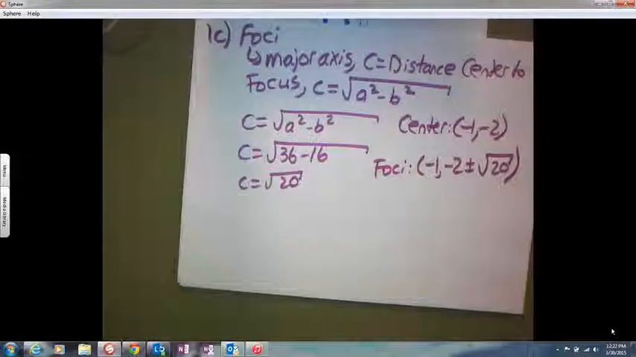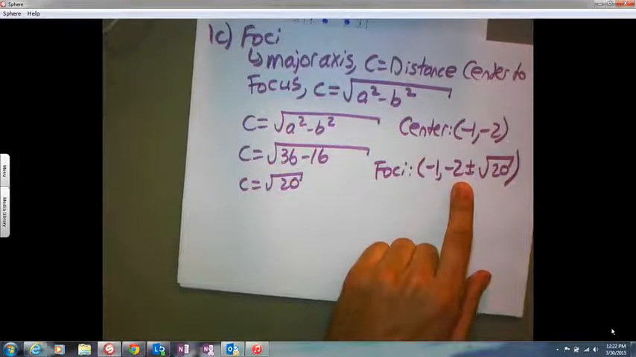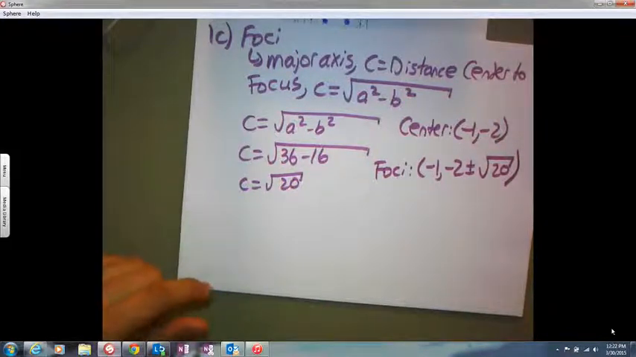The answer in this case is the following. We have a vertical ellipse. Vertical is a fancy word for up and down. Up and down is a fancy word for y-axis. Y-axis, y-coordinate. There you have it. Questions?